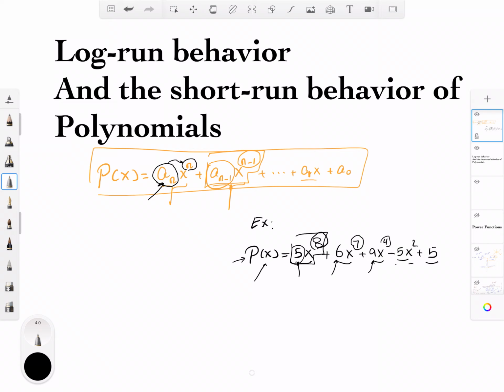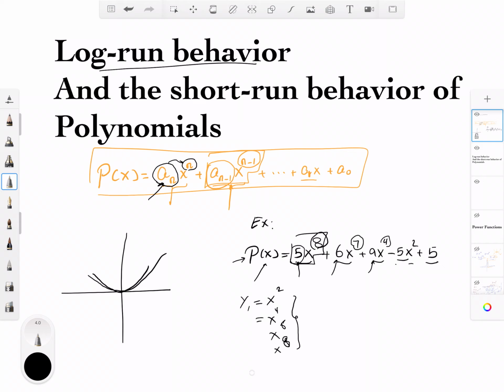For the long run behavior, if you graph y equals x squared, you will get something like this. You graph x to the power 4, you will get something like that. And x to the power of 6, x to the power of 8, we learned that all of them behave the same. They have the same characteristic at positive infinity and negative infinity in the long run.